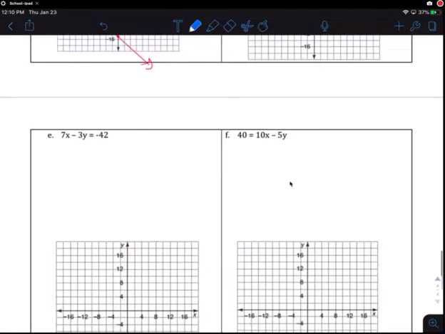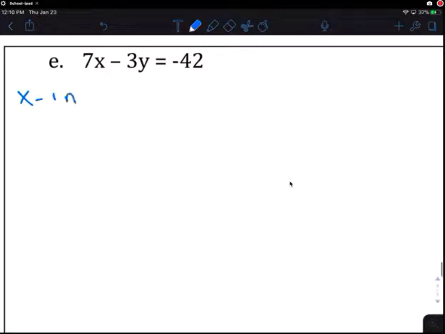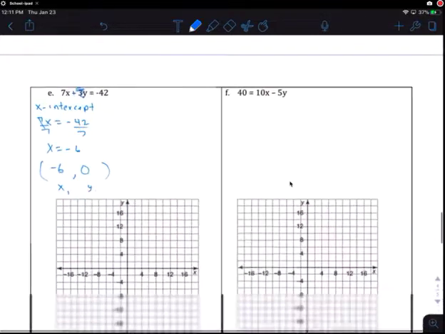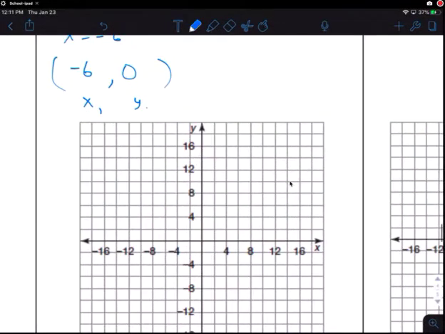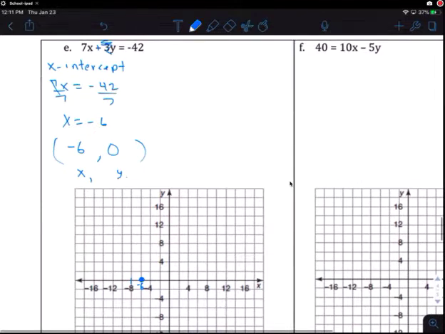Same thing on the back. We didn't do the back, so, x-intercept. You cover the y's. You have 7x equals negative 42. Divide by 7. You get x equals negative 6. So this is point number 1, x sub 1, y sub 1. That's negative 6, 0. Negative 6 right here, 0 right there. And then the y-intercept.